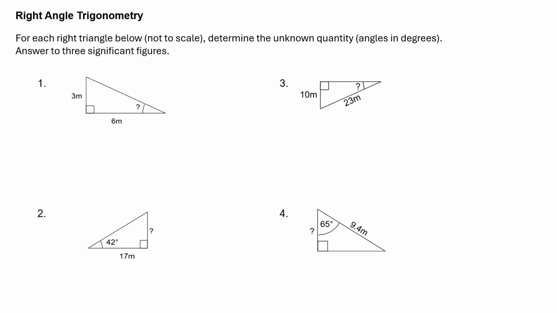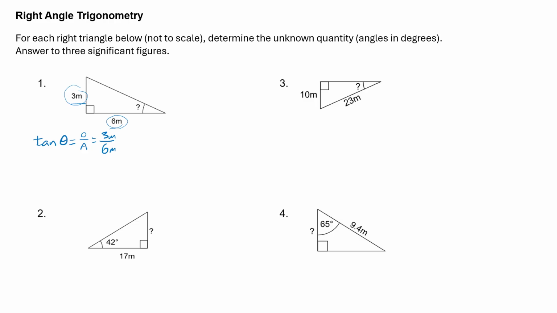So this is going to be my opposite side, and this 6 meters is my adjacent side. So if I have a relationship between opposite and adjacent, I know that is a tangent relationship. Think SOHCAHTOA, TOA: tangent is the opposite over the adjacent. So the tangent of the angle is going to be my opposite over the adjacent. In this case, 3 is the opposite and 6 is the adjacent. So that's going to be 3 meters divided by 6 meters.